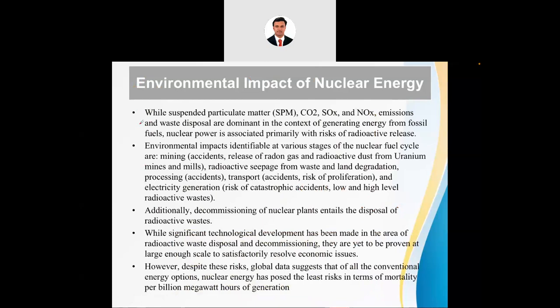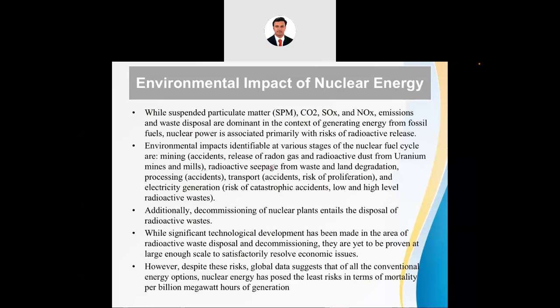Now, environmental impact. As we saw, disposing of the nuclear waste after the consumption of the nuclear rod is very difficult. Whenever suspended particles in the environment come in contact with the disposal from the nuclear power plant, it will generate radioactive release, or radioactive particles. The environmental impact is identified at every stage of the nuclear fuel cycle, first from mining, then radioactive seepage from the waste, and land degradation.